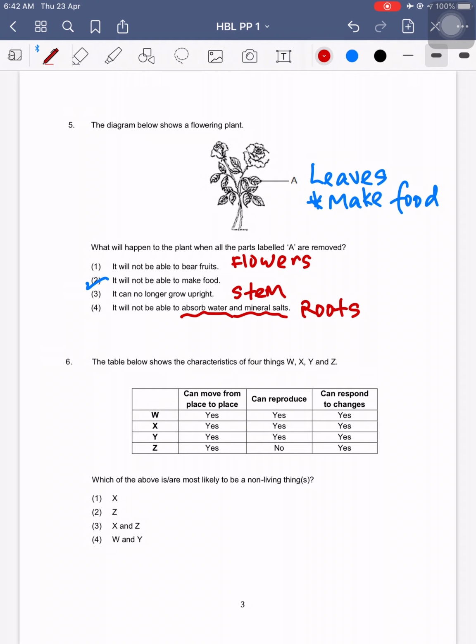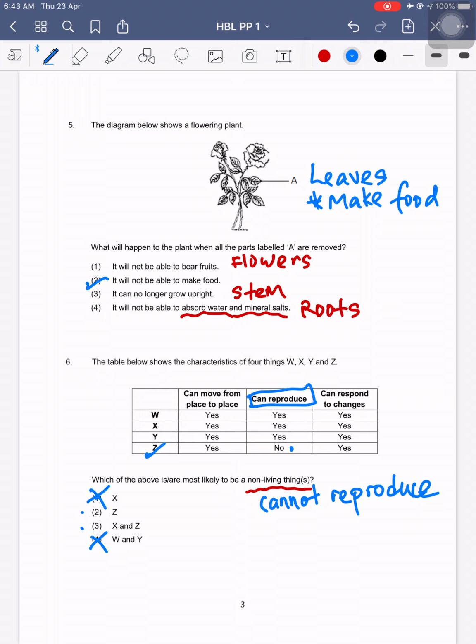Now, which of the following are most likely to be a non-living thing? Now we know that non-living things cannot reproduce. So looking at this column here, the only option is Z, because Z shows that they cannot reproduce. So I will have to say Z is a non-living thing. Now looking at the options, number 1 is not true, there's no Z. Option 2, possible. Now option 3, possible. Option 4 is out.